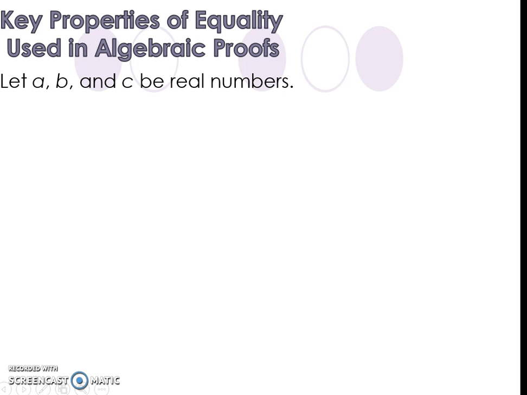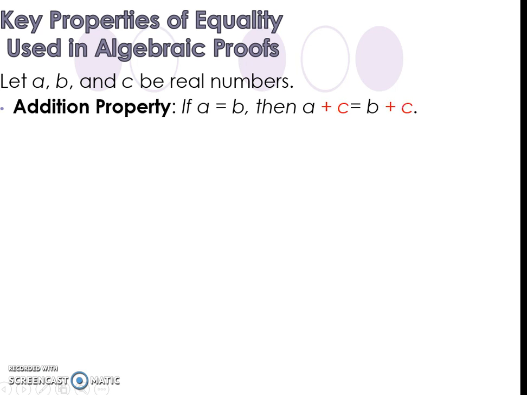So let A, B, C be real numbers. We have the addition property of equality. If A equals B, then A plus C equals B plus C. So if you add the same thing left and right, that's the addition property of equality. We used to write abbreviations, like APOE or ADDPOE. We can just write the abbreviation too, but that is the addition property of equality.